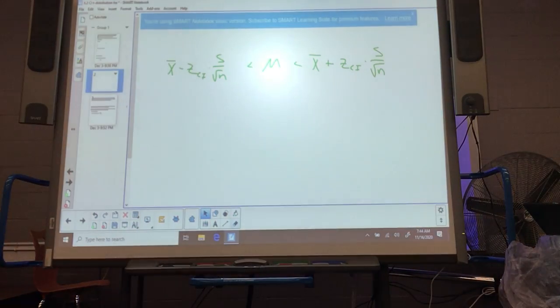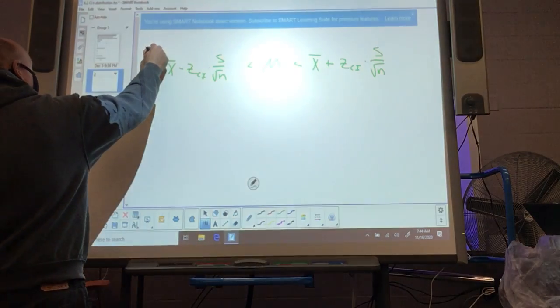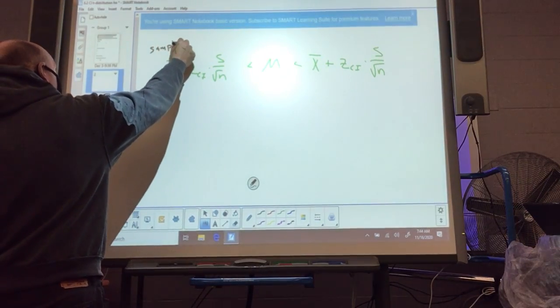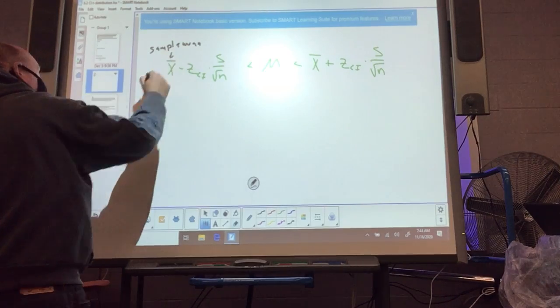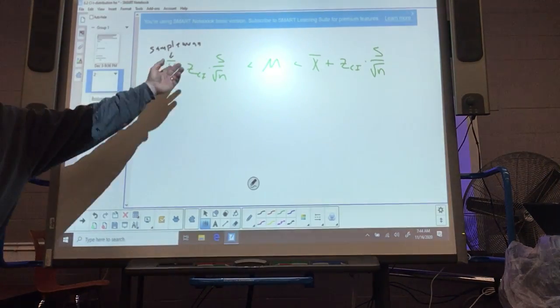Okay, your confidence interval. You're trying to get good estimates that the population mean is going to be between specific values. And that's what we're trying to estimate. We're trying to estimate specific values for the population mean. And how we can do that is by using our z values that we talked about and calculating two values. We have our sample mean, our z for the confidence interval.